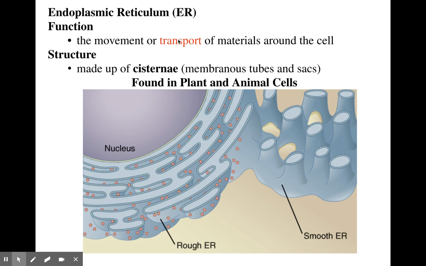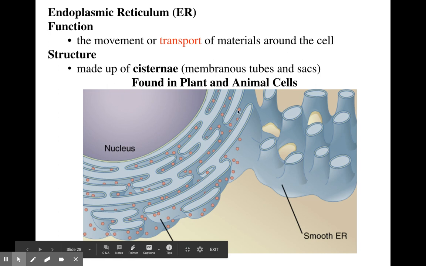Endoplasmic reticulum, ER. In general, its job is to transport and move materials around the cell. So when you think about the cytoskeleton, its job would be to move organelles around the cell. The endoplasmic reticulum moves everything else. And it's made of something called cisternae, which only tells you that it's a bunch of membranes, but instead of being a little round sphere like the next few organelles look like, it either looks like tubes or it looks like these round sacs. So cisternae is just the name of these shapes here.